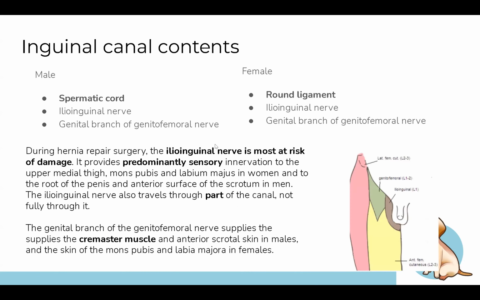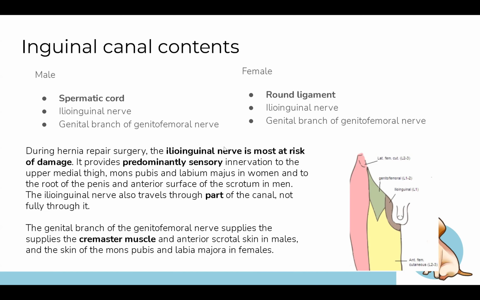So it's really important to know the contents of the inguinal canal. So in men and women, there's a few differences, but they both have an ilioinguinal nerve and a genital branch of the genitofemoral nerve. Okay, very, very important. Now the male has a spermatic cord and the female has a round ligament. Yeah, just know that for now. I'll be talking a bit about that maybe a bit later.